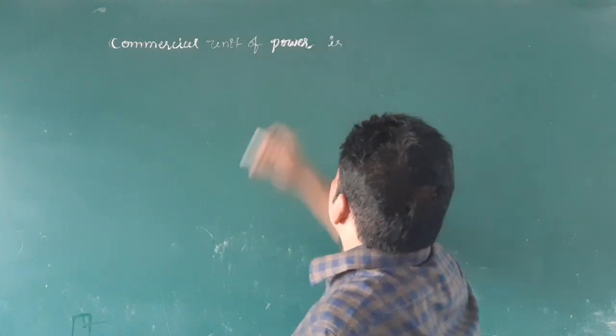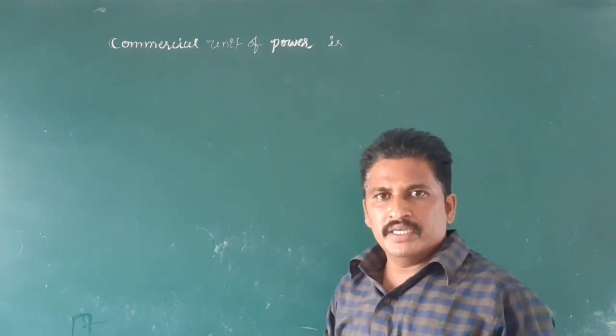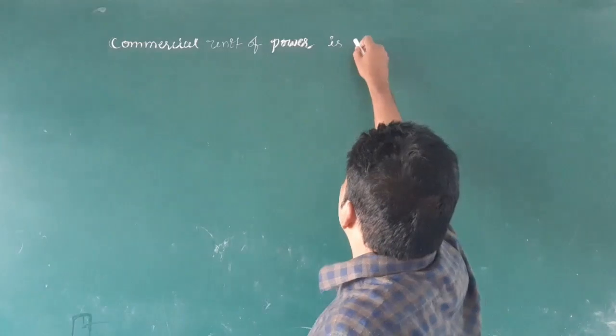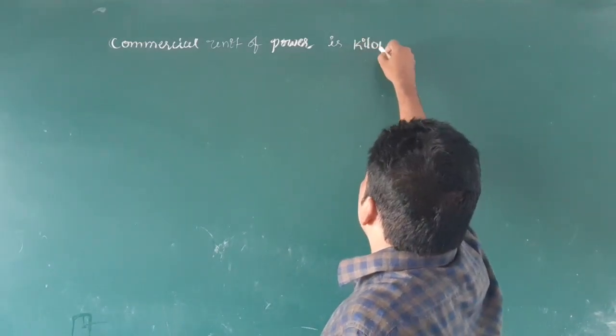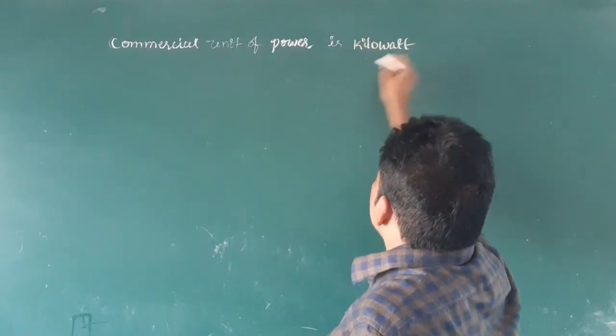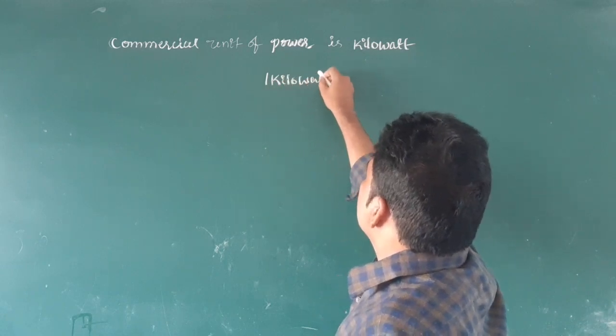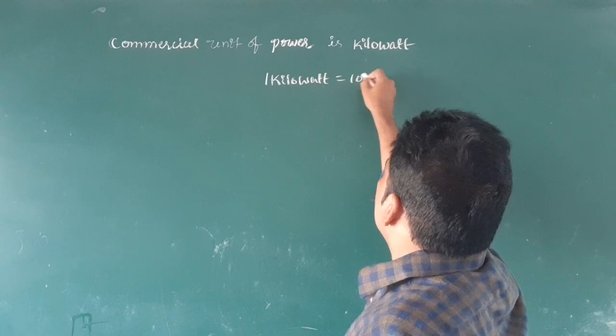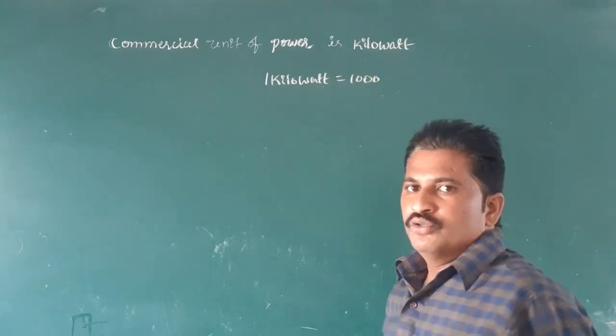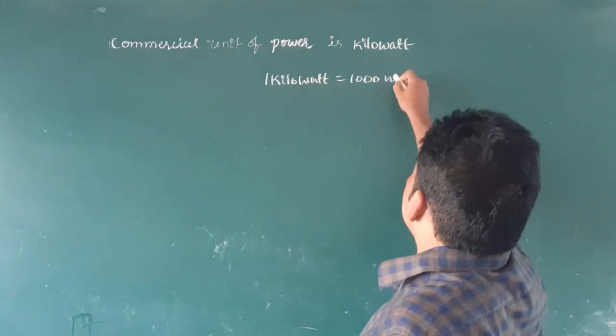The commercial unit of power is the kilowatt. Students, 1 kilowatt is equal to, kilo means 1000, so the numerical value is 1000 watts.